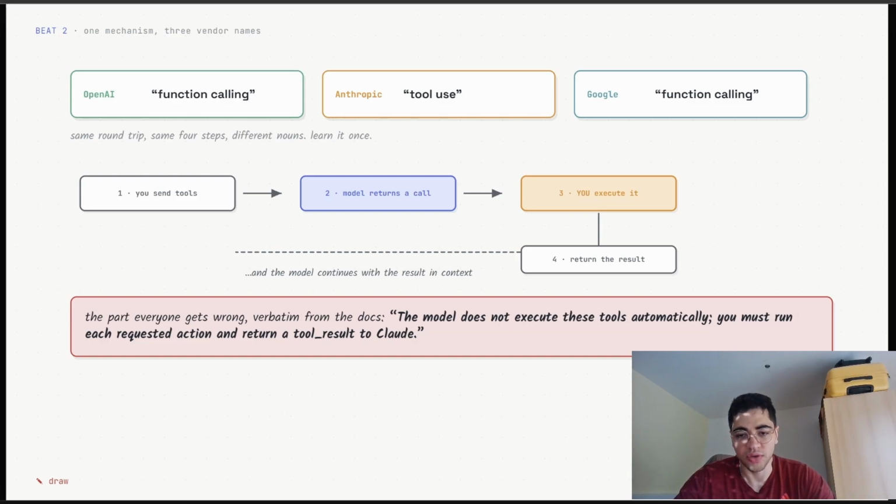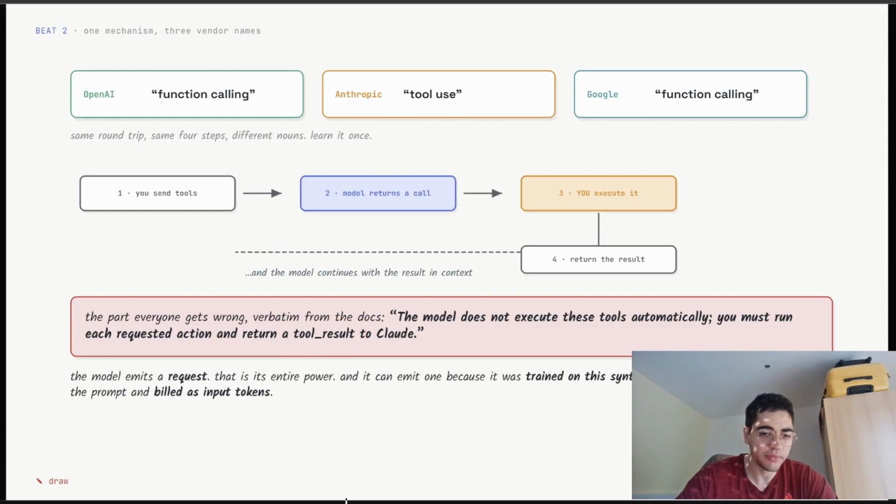But there is a part that everyone, maybe from outside the industry, gets wrong: the model does not execute these tools automatically. You must run each requested action and return a tool result to Claude. We will see what a tool result is in the next slides. So the model does not call your function. It cannot call your function. It has no network, no shell, no runtime. You need to figure out how to do that. It emits a request, and that is its entire power. It's the reason every control we discuss today lives on your side of the line.